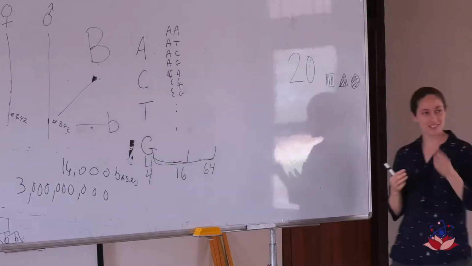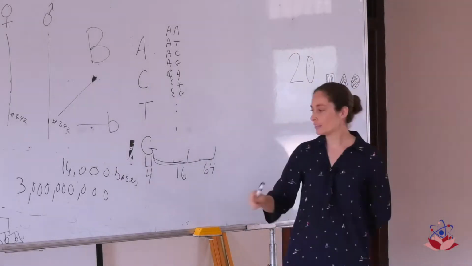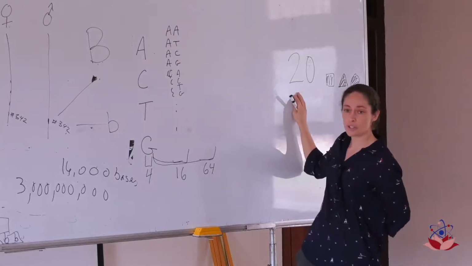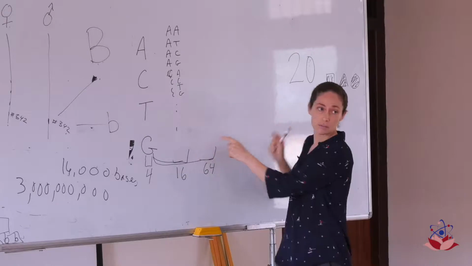This brings us to question number three. Why do some of the bases not matter? 64 is a lot more than 20. So multiple of these can go to the same amino acid.